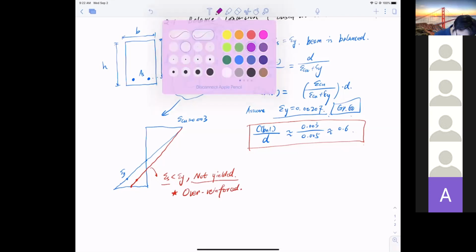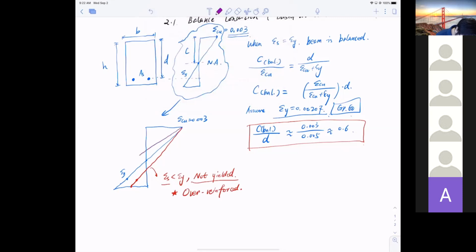But I have the other possible scenario. I use a purple line here, and I have this scenario where my epsilon s is bigger than epsilon y. This is called under reinforced, and naturally in our design we prefer this.